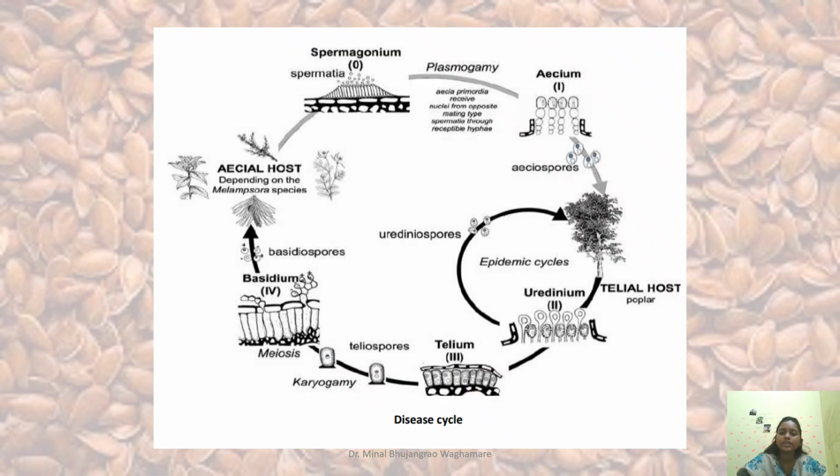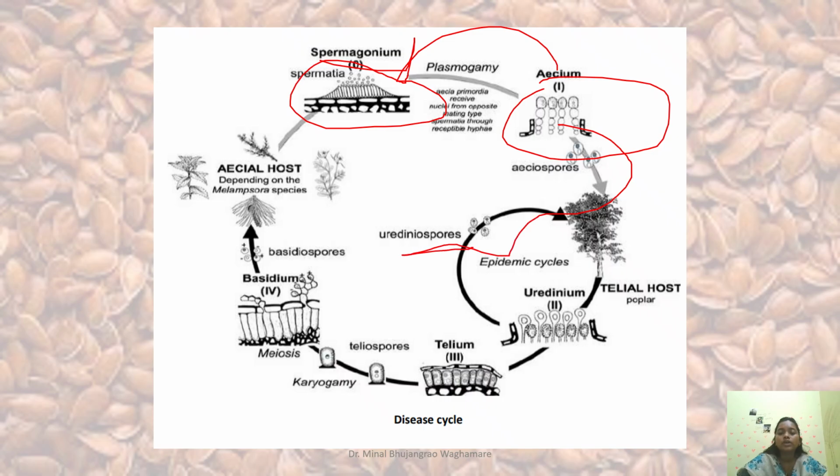We can see in the life cycle that spermogonium, nothing but the pycniospores formed in the pycnidia, then leads to the aeciospores formed from the aecia, and ultimately it gives rise to the urediniospores. We can see this epidemic cycle is repeating here, that is, the urediniospore is a repetitive spore without depending on any other spore stages. It can also lead to another infection, a secondary infection.